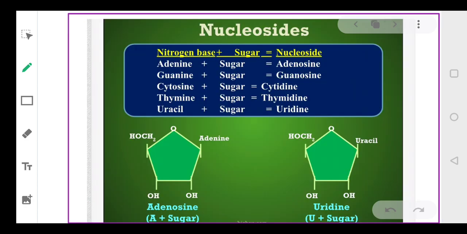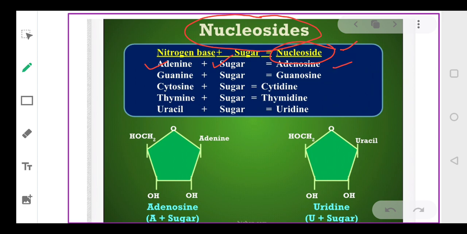Now coming to the next part, which is called a nucleoside. See, this is a very important word, nucleoside. So we know that there are 5 types of nitrogen bases. 2 are purines, 3 are pyrimidines. Whenever a nitrogen base combines with a sugar, it forms a nucleoside. आपका नाइट्रोजन बेस जब भी शुगर के साथ जुड़ जाएगा, then this will form a structure which is called a nucleoside. So adenine will join with sugar, it will form adenosine.